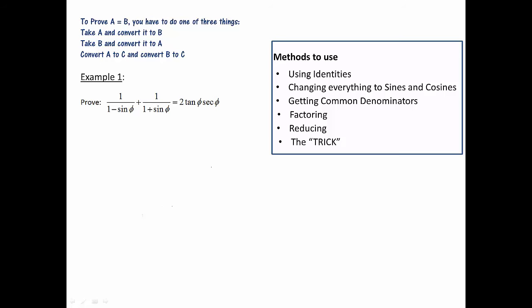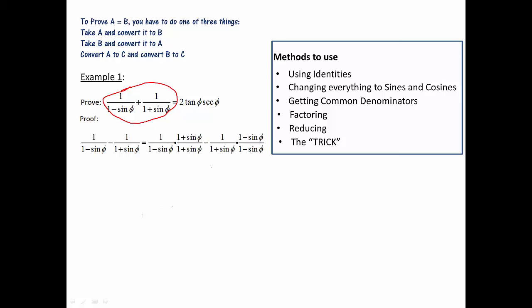All right, so let's actually do an example. If I want to prove that this identity is true, I need to take A and turn it into B, or B and turn it into A. I'm going to go ahead and choose this left-hand side to start with because it's uglier. I always choose the uglier side to start with. So here's my proof. I'm taking that side. I'm going to go ahead and get common denominators. I'm starting with this tool because I have two fractions and I'm subtracting them.